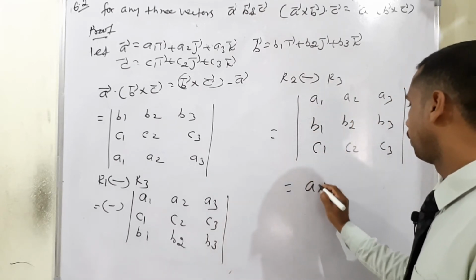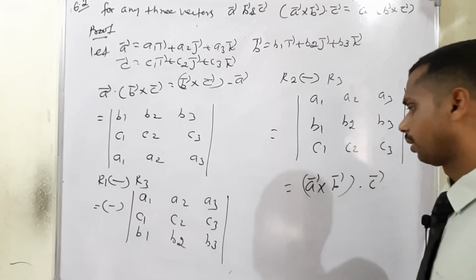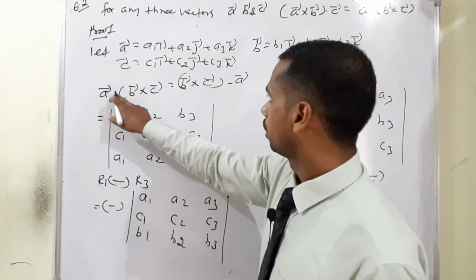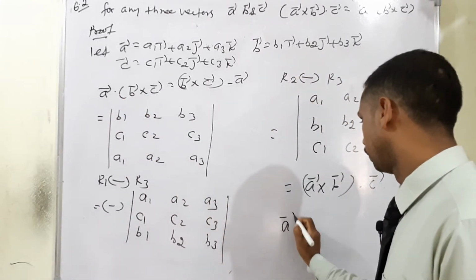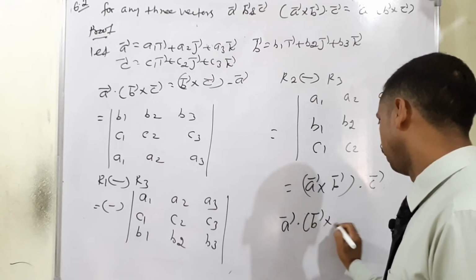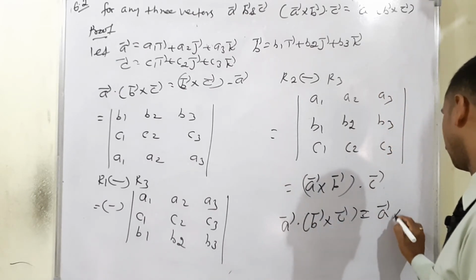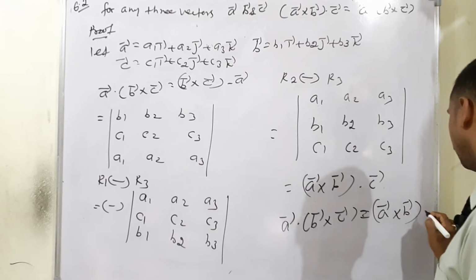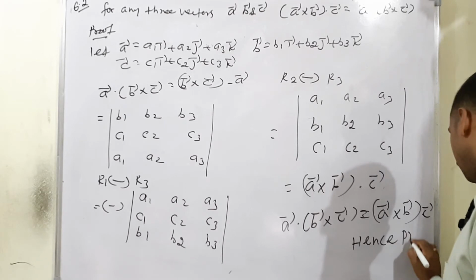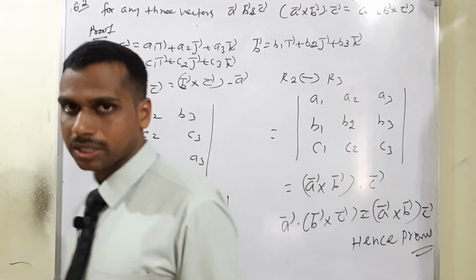So we can write it A vector cross B vector, then the last one dot C vector. Therefore, what is this term? A vector dot B vector cross C vector is equal to A vector cross B vector dot C vector. So hence proved. Okay, I will continue with the next theorem 6.3.